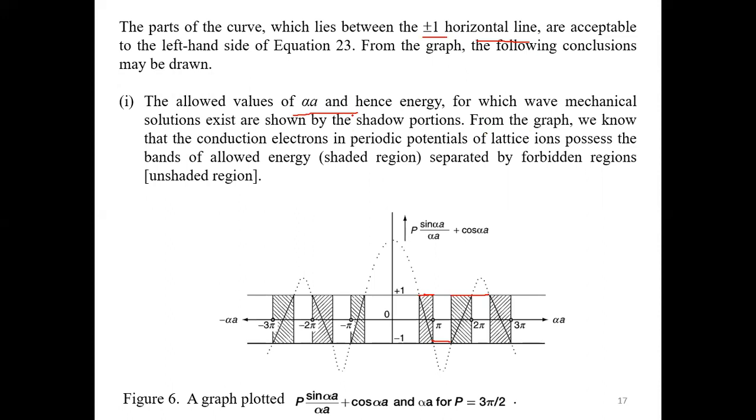The allowed values of alpha A, and hence the energy for which the wave mechanical solution exists, are shown by the shaded region in this figure. From the graph, we know that the conduction electron in the periodic potential of lattice ions possesses bands of allowed energy, that is the shaded region, separated by the forbidden region, that means the unshaded one. So this actually explains the formation of the energy band in solids.